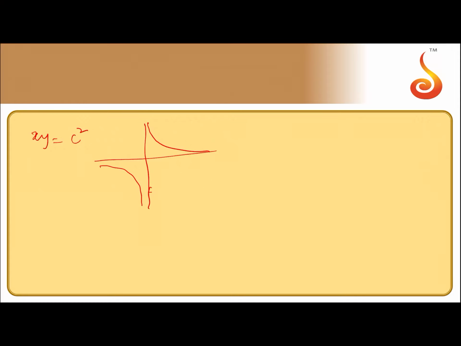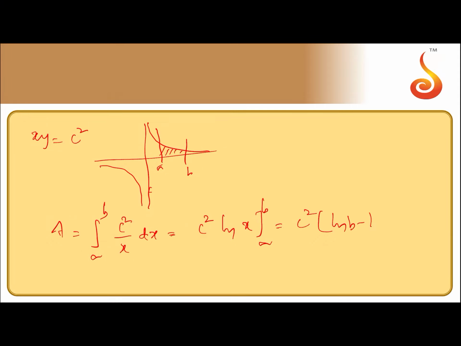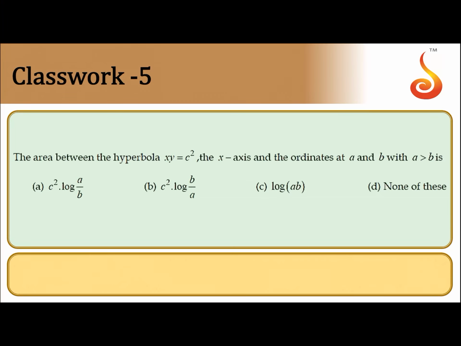So assuming that both a, b are positive, x equals a to x equals b, the area under this. So now let me consider here area is equal to integration a to b y dx, c square by x dx. That is equal to c square multiplied by log x between a to b, and therefore c square multiplied by log b minus log a. Therefore c square multiplied by log b by log a. So the answer is c square log b by log a.